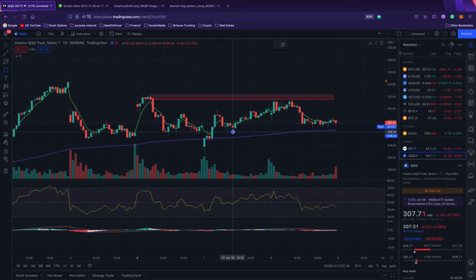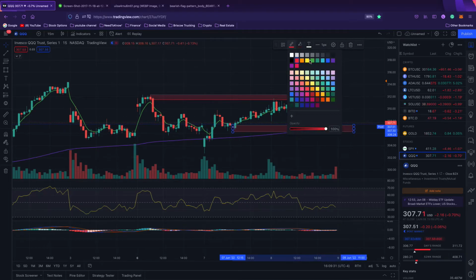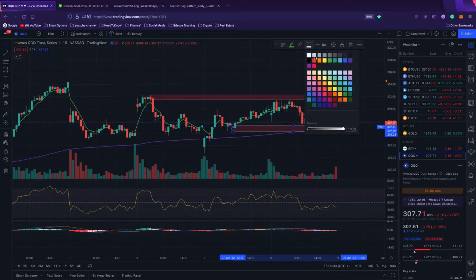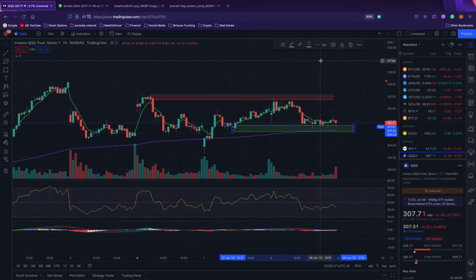So we're going to go to the lowest low, the complete opposite. We're going to do the lowest low, and then we're going to go to the top of the body. Boom. We're going to change this to green for demand or for buy. Okay, boom.